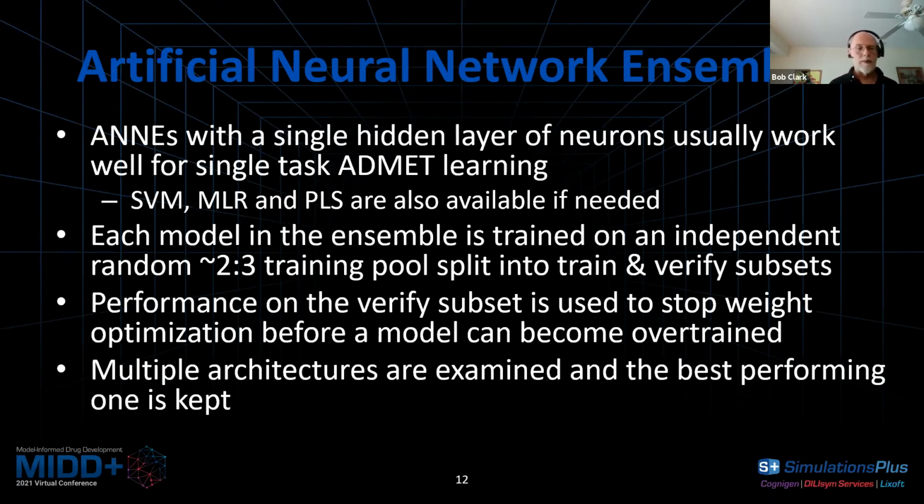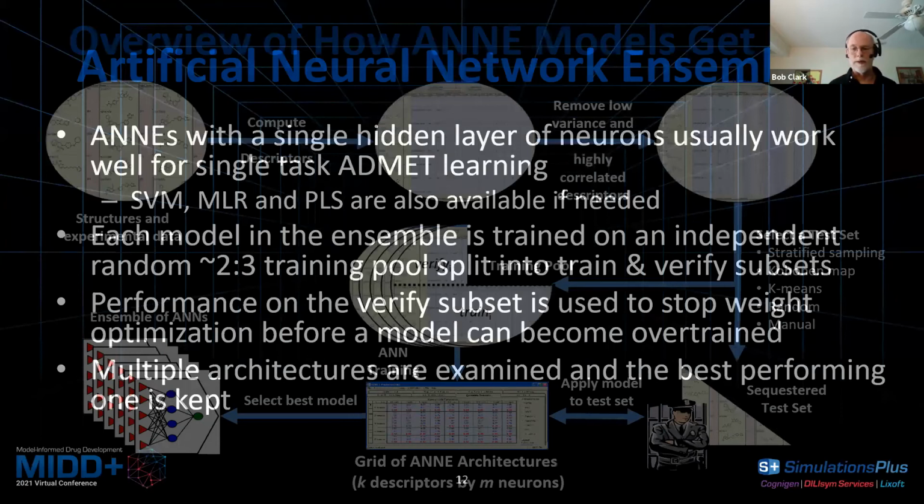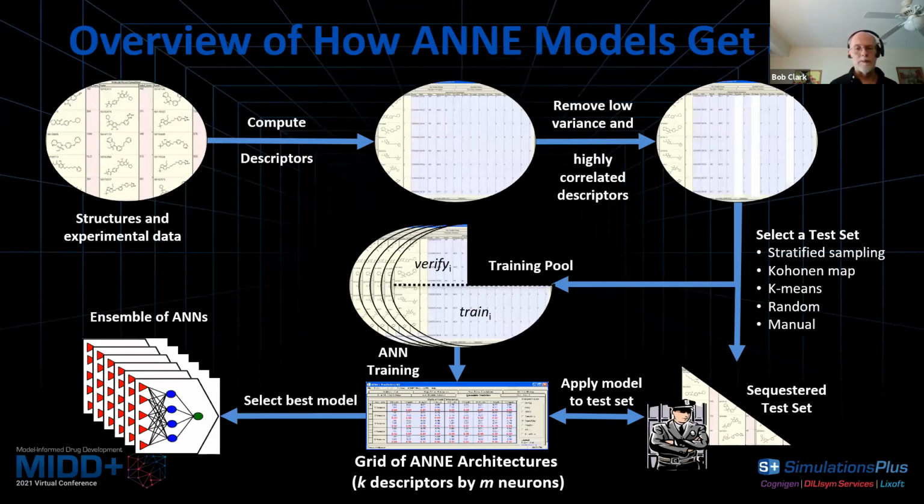This is an overview of how our ANNE models get built. We collect structures and experimental data, compute descriptors, then we remove the low variance and highly correlated descriptors. Select a test set, and we have several methods for doing that. We tend now to generally use stratified sampling. For small data sets, Kohonen maps give a little better performance. But we also have k-means and manual test set selection. We rarely use strictly random test set selection.